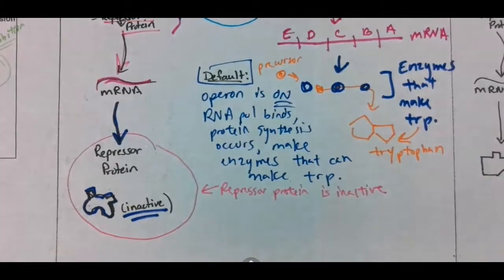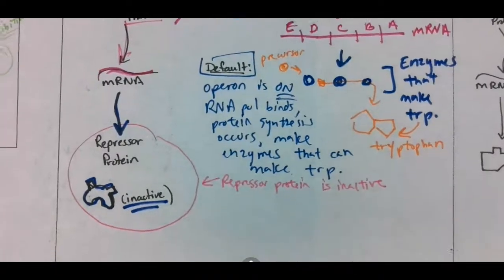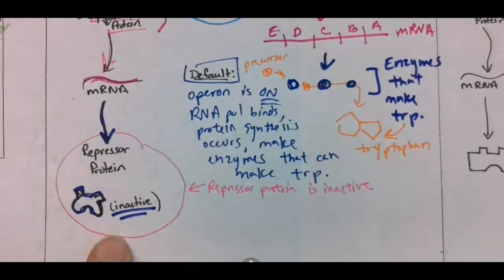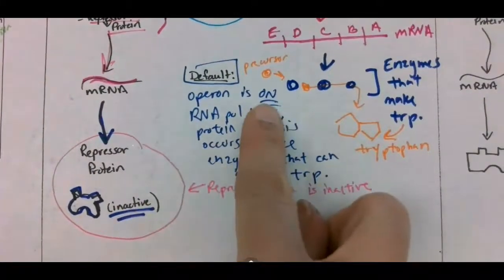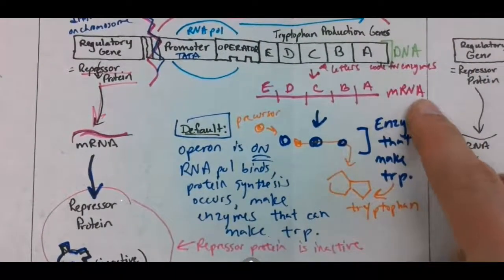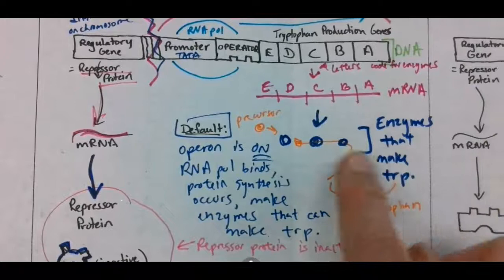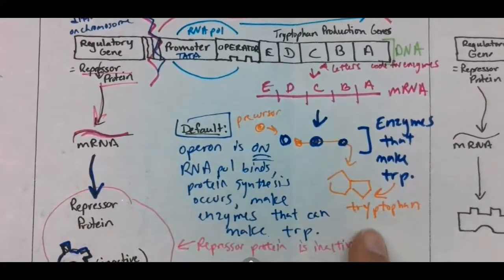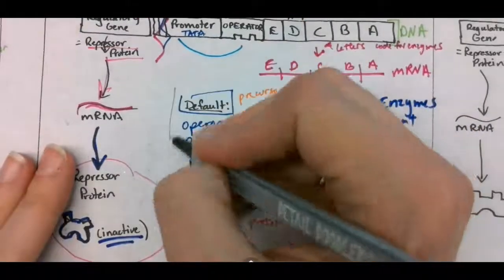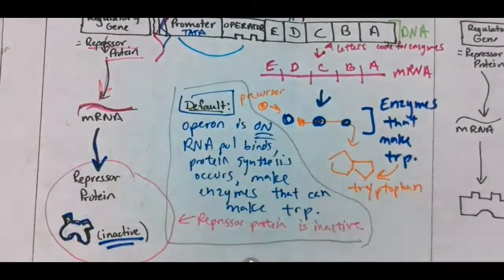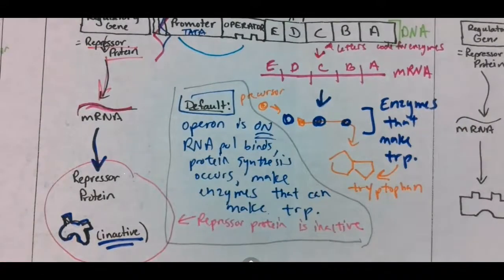So typically in a bacteria, they're going to be making tryptophan, right? Because the repressor protein is inactive, the operon is on, okay, which means transcription of the DNA can occur, translation can occur. We produce these enzymes that help us make this tryptophan amino acid. Okay, so this is the default setting. But the question is, what happens when we have too much tryptophan?